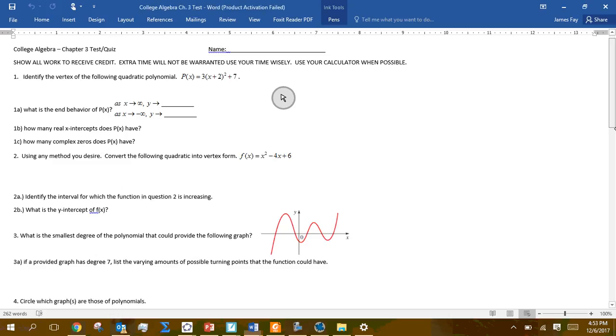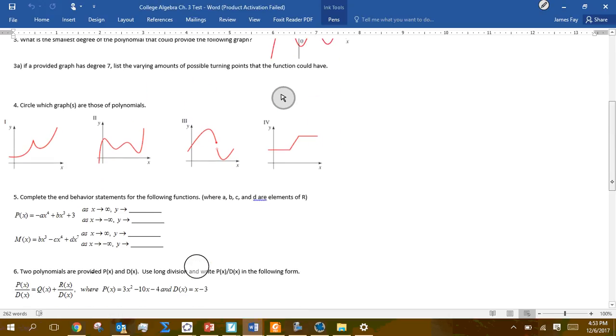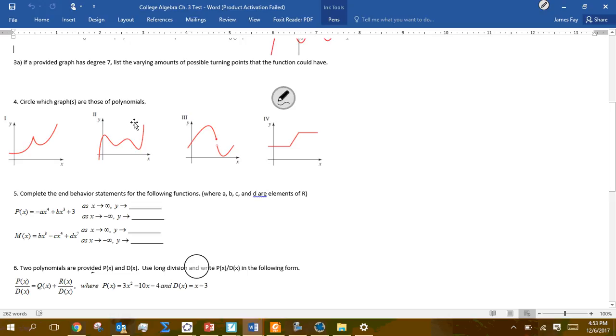If we go to this one, it just says circle the graphs of those that are polynomials. This one's a polynomial here. This one's a cusp. Okay, so that's not a smooth curve, so that's not a polynomial. This one has a break in it, not a polynomial. That's a piecewise. This is probably a piecewise as well.